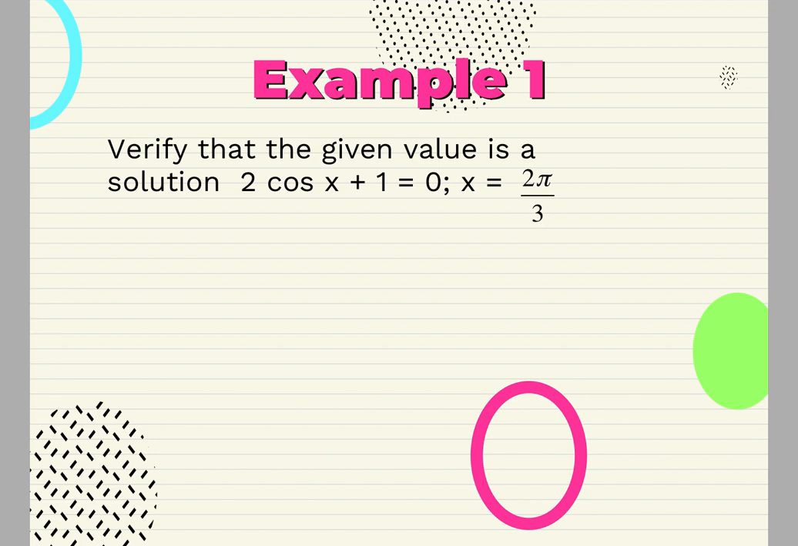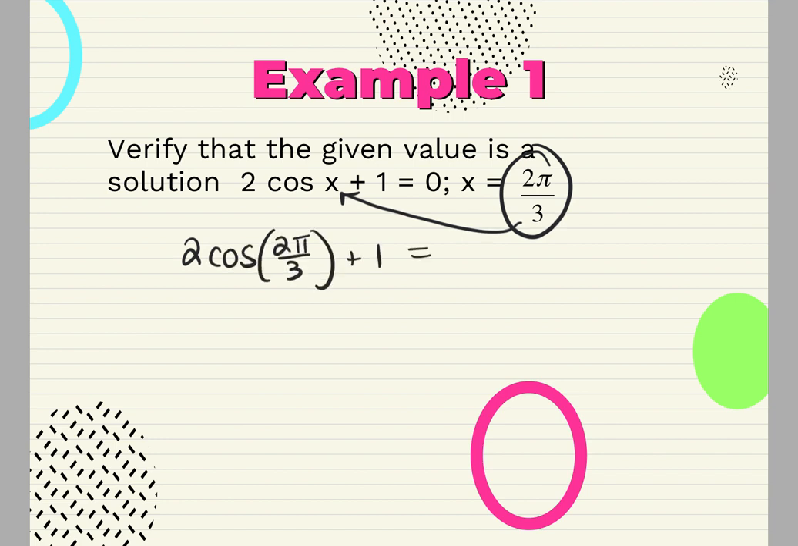So this is, if I got to my answer, how could I check it, is what example one really is. It says verify that the given value is a solution. So 2 cosine x plus 1 equals 0 is my equation. And it's saying that x equals 2 pi over 3. So if x equals 2 pi over 3, then I can plug it in place of x. And I get 2 cosine 2 pi over 3 plus 1 equals 0.